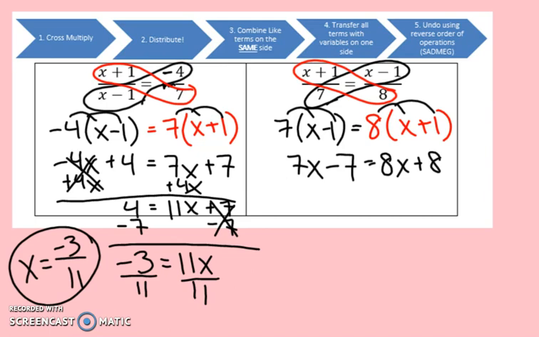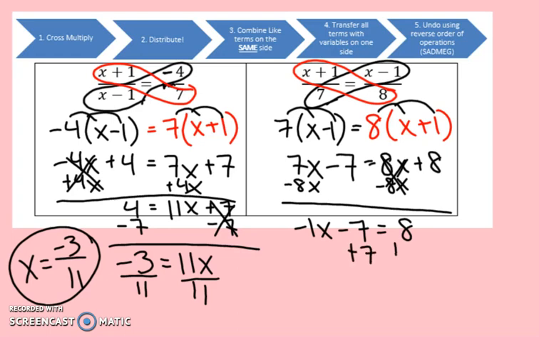Now I need all my variables on one side and all my constants on the other. I'm going to start by subtracting 8x on both sides. Those cancel. 7x minus 8x gives me negative 1x. I'm going to bring down the minus 7 equals positive 8. Since my variables are on the left, I'm going to bring all my constants to the right. So I'm going to add 7 on both sides. I'm going to bring down my negative 1x. 8 plus 7 gives me positive 15.